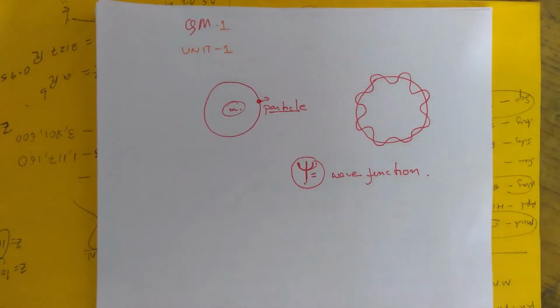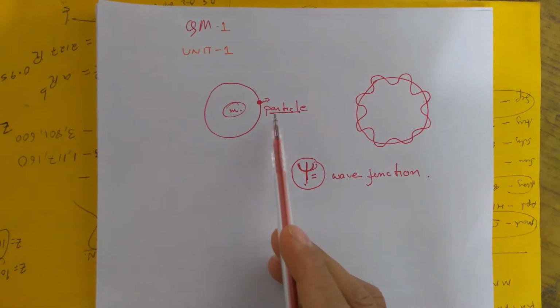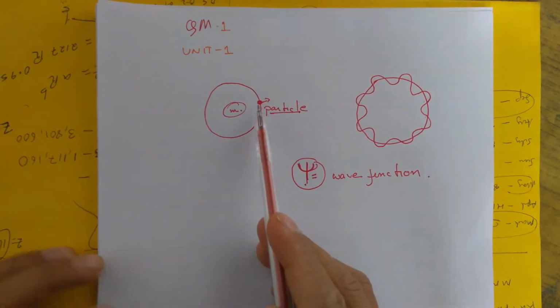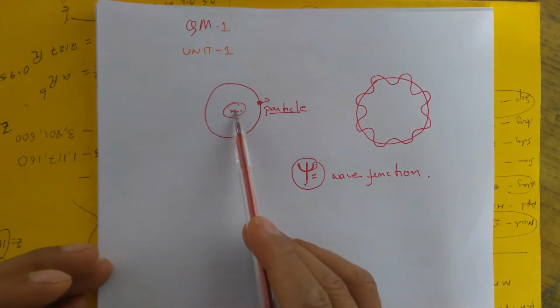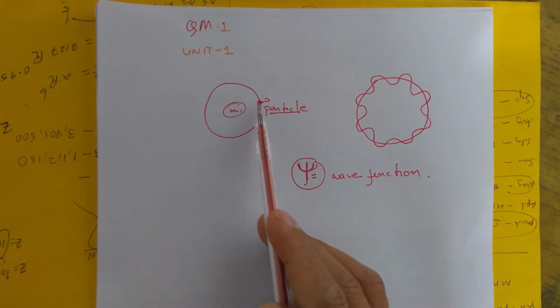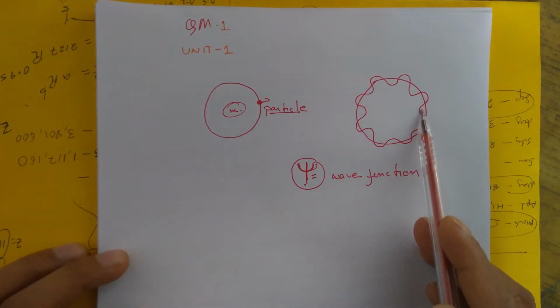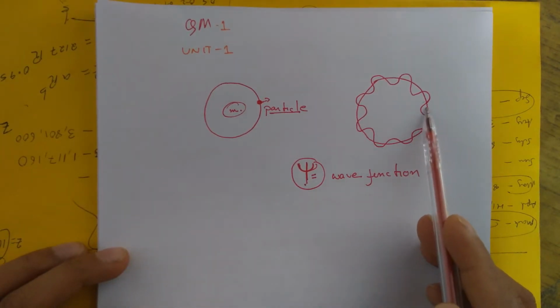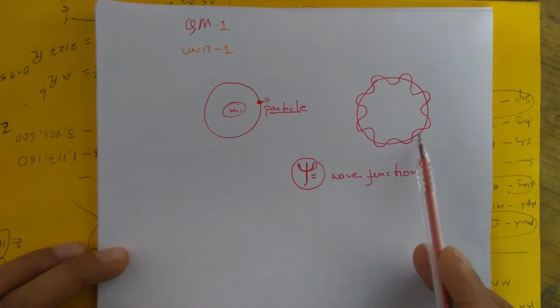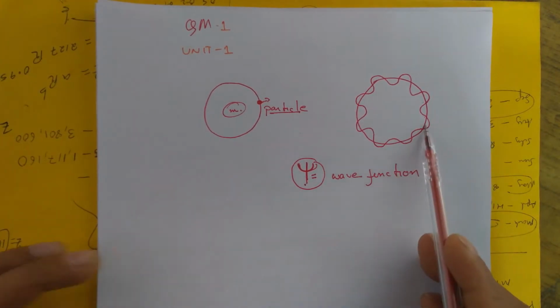When we think about a subatomic particle like an electron, we can represent the electron as a particle. We can see that this electron revolves around the nucleus. But when we consider this electron in terms of a wave, this is the figure of how it is represented. This wave represents the electron that is revolving around the nucleus.